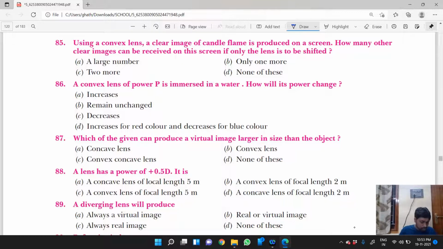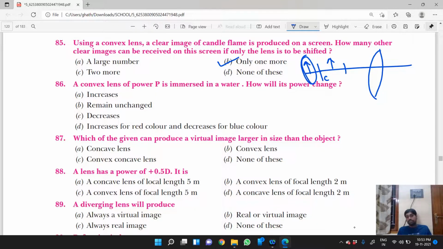So here we will go with an option. One image is already formed, so one more time we can get it. If this is a convex lens and an object is placed beyond C, one image will form. If you place it between C and F, the other image will form. So if one image is already formed, one more image will form between C and F.